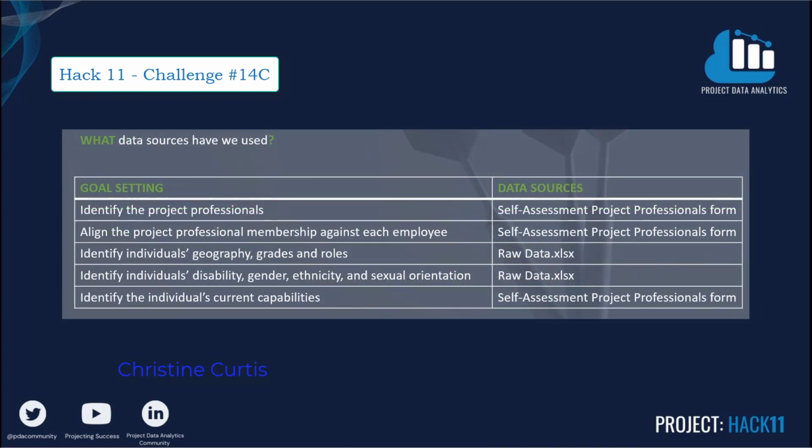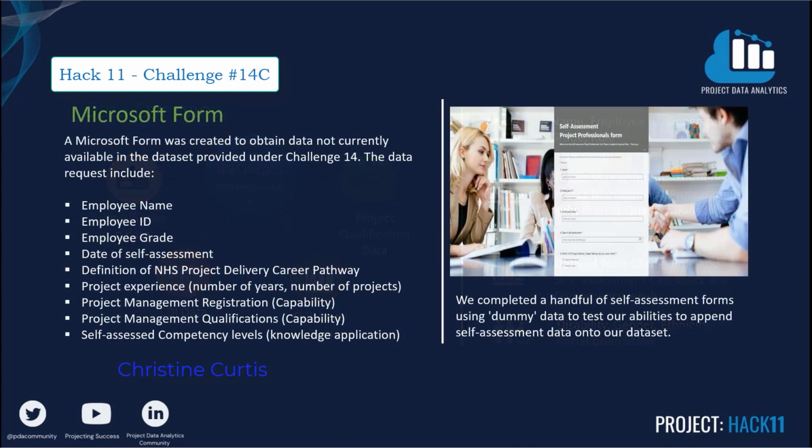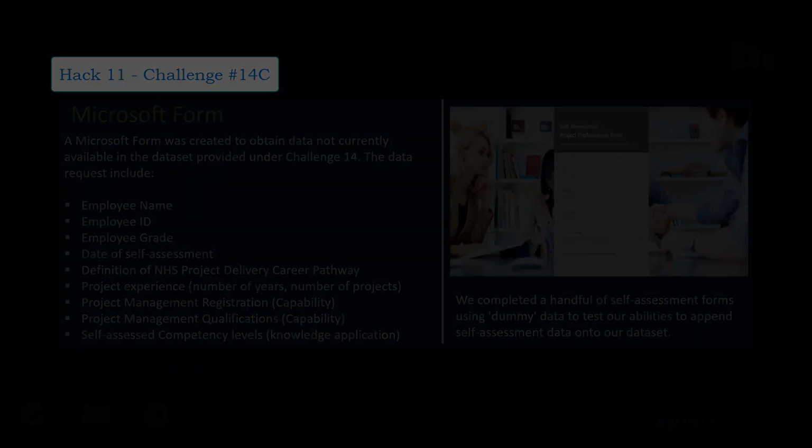Data sources included anonymized raw data, all in Excel format, and a blank self-assessment form. The data selected include identification data, project qualification data, skill level data, and EDI data. Some data was not strictly available, hence a Microsoft form is put forward to close the data gap, with the view that this step can be incorporated in the project professionals database at a later stage. In our case, we have used dummy data to demonstrate the ability to append the self-assessment data collated from the Microsoft forms.